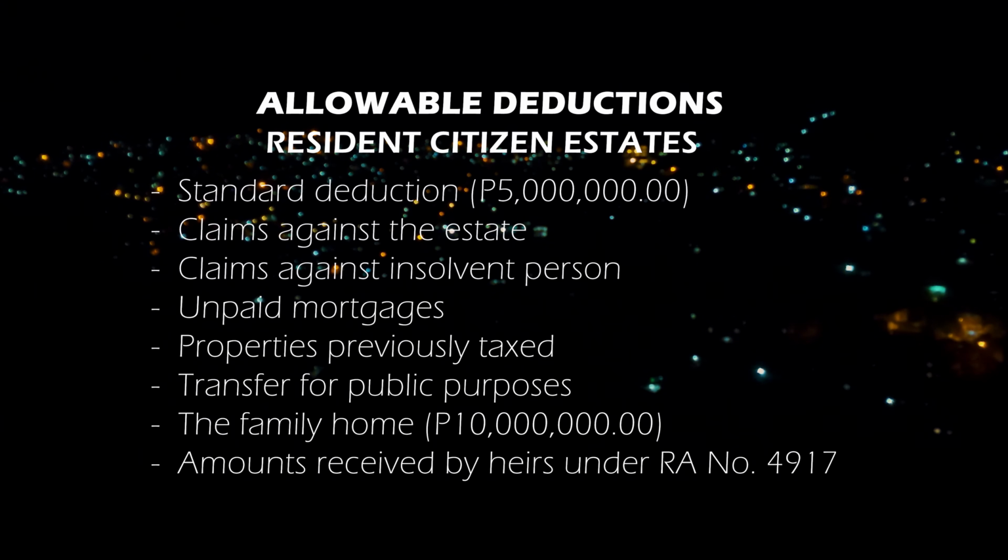Now take note, the allowable deductions for estate tax purposes have been updated due to TRAIN law. So here are the following. First one, standard deduction has been increased from 1 million to 5 million. Claims against the estate, claims against insolvent persons, unpaid mortgages, properties previously taxed, transfers for public purposes, the family home, and then amounts received by heirs under Republic Act number 4917.